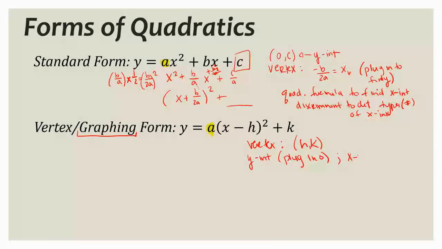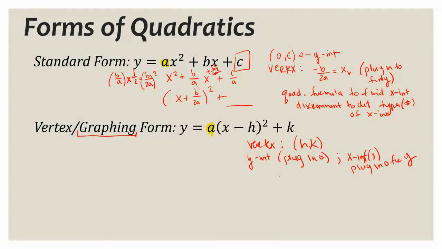If I want to find the x-intercepts, I would plug in 0 for y, right? And that's something that we actually did. We solved by completing the square. Go ahead and solve it, right? I would subtract k, divide by a, take the square root, and remember that when I'm taking the square root, it's plus and minus, and then add h.